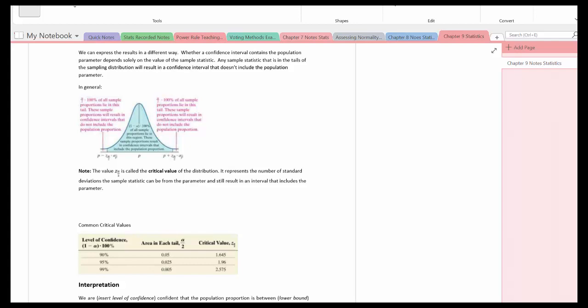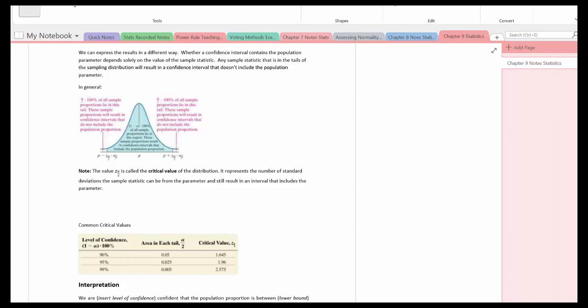Okay, so we can express the results of what I just did in a different way. Whether a confidence interval contains the population parameter depends solely on the value of the sample statistic. Any sample statistic that is in the tails of the sampling distribution will result in a confidence interval that doesn't include the population parameter. And this is the picture that is drawn below to represent that.